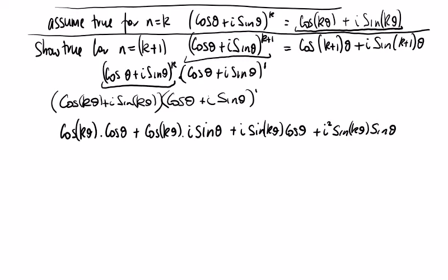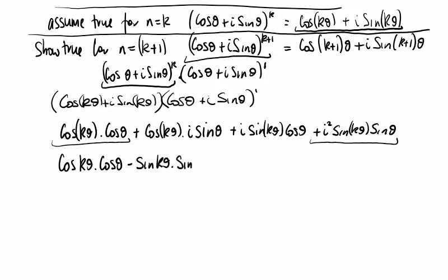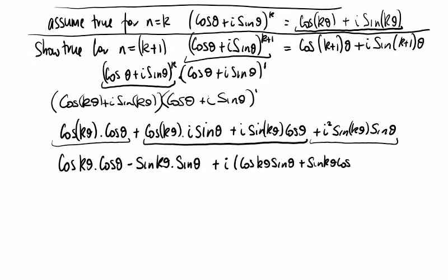So if we bring the two real parts together, this is going to be a minus 1, so that's one of the real parts and this is one of the real parts. So we're going to get cos k theta cos theta minus sine k theta sine theta, and then we're going to have plus i times these two added together. So the first one is cos k theta sine theta, and the second one is plus sine k theta cos theta. So this will give us two trigonometric identities.